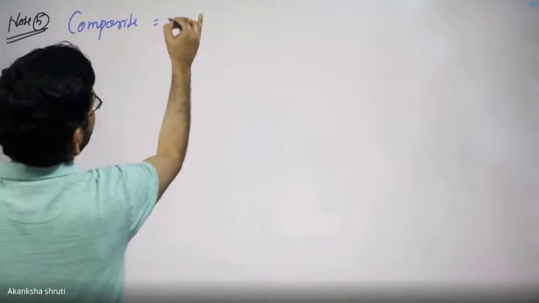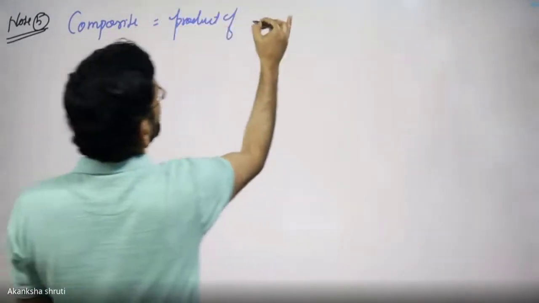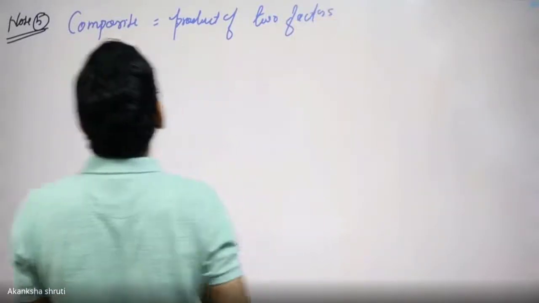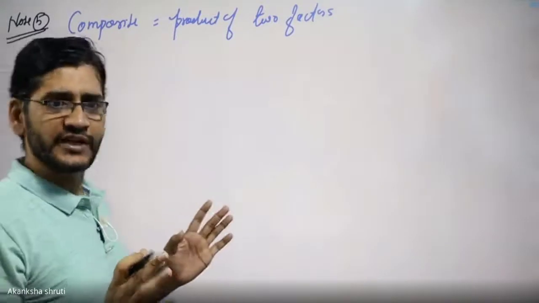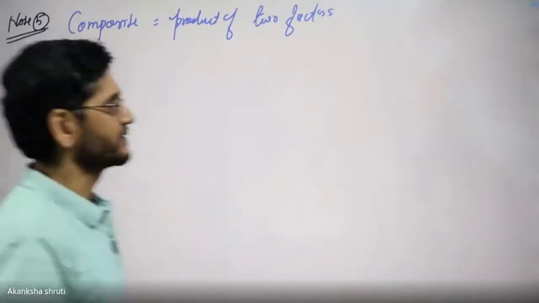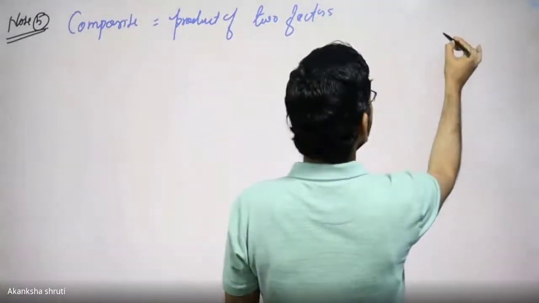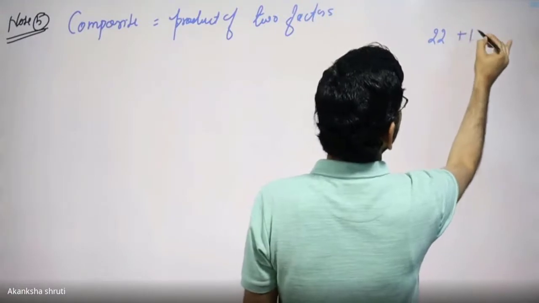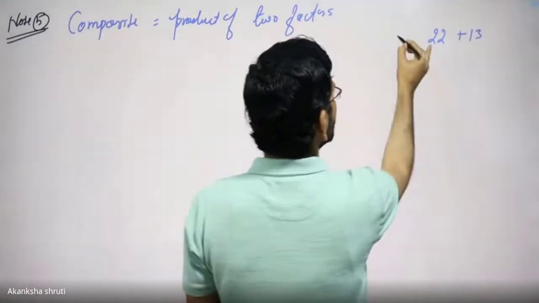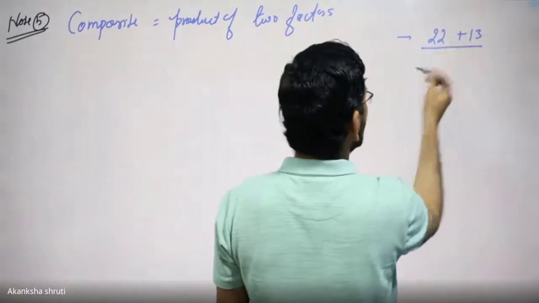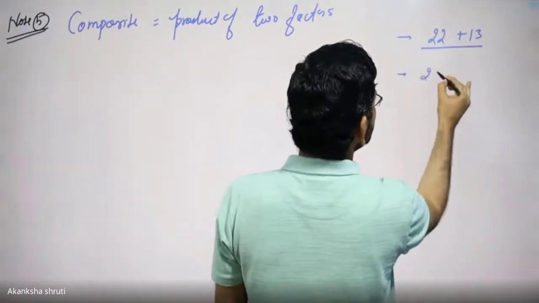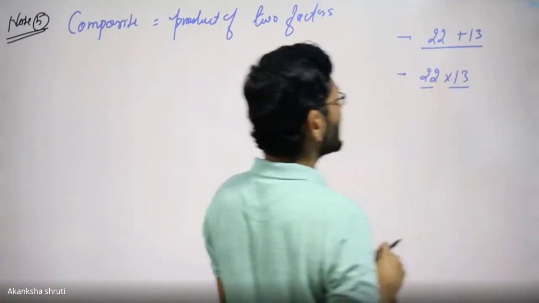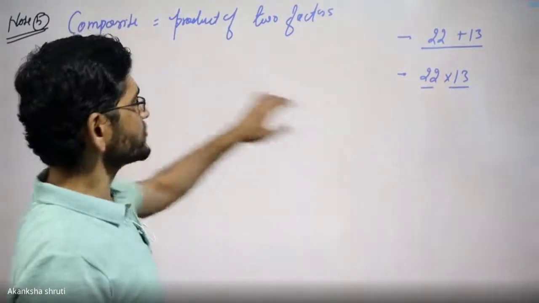you have to just write this as the product of two terms or two factors. Keep in mind, it is not the addition of two terms, it is the product of two factors. There is a difference. Let us see. If we consider 22 plus 13, students, it is the sum of two terms. But if we consider 22 multiplied by 13, it is the product of two factors. So composite numbers should be written in this form.